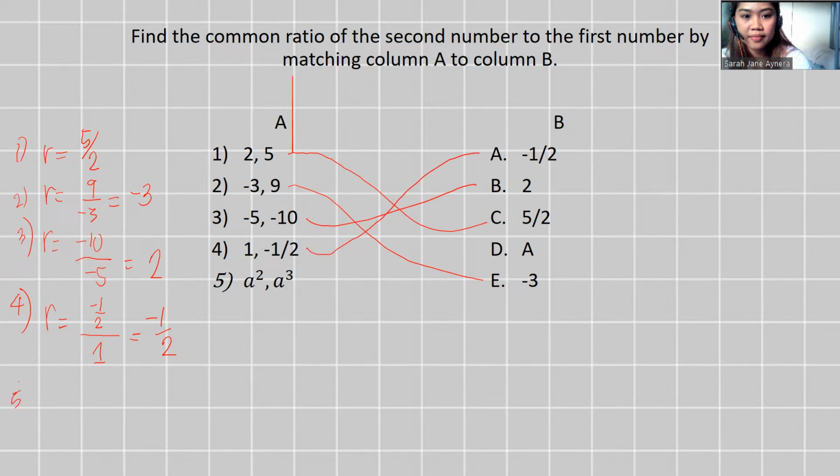For number 5, the common ratio is equal to the succeeding term, which is a raised to 3, divided by a raised to 2. When dividing a variable, we simply subtract the exponent and copy the base. So the base is a, 3 minus 2 is equal to 1. So a raised to 1, or simply a. It's letter D. It should be a small letter.